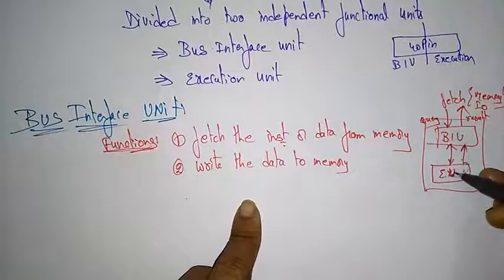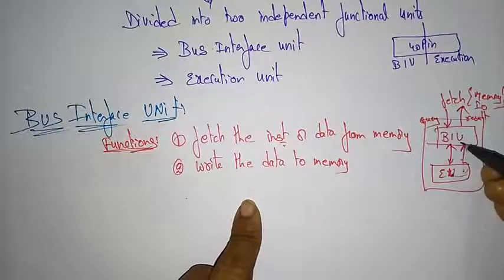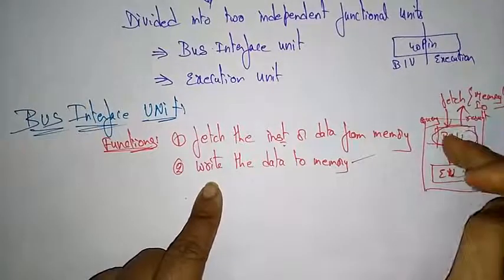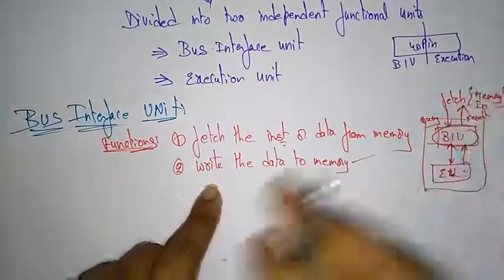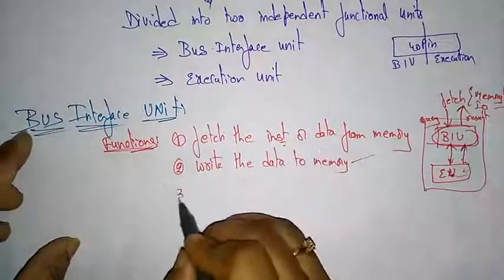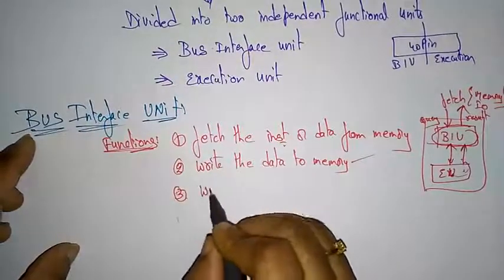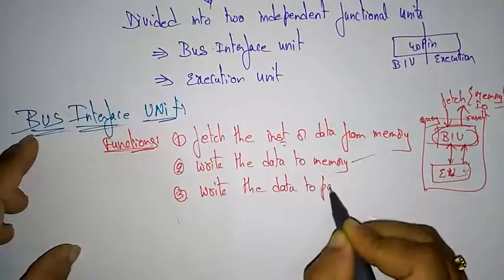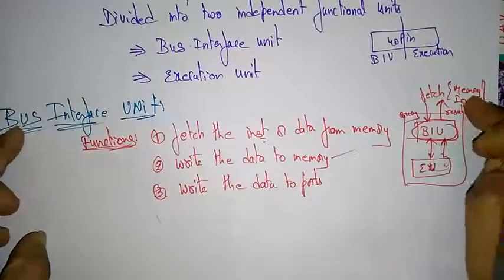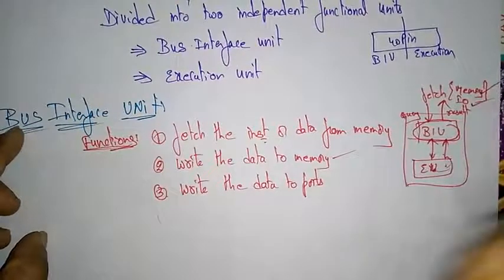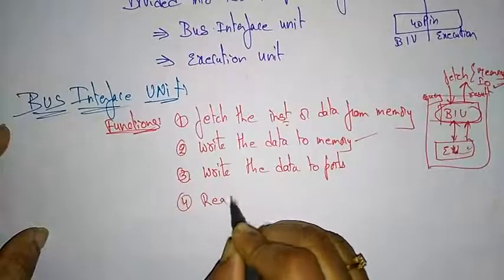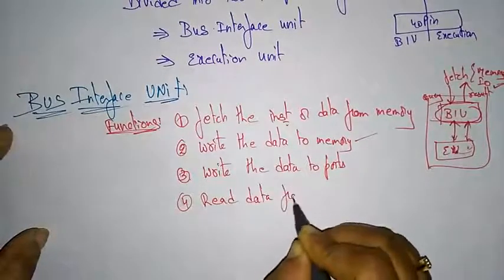After performing the operation, the execution unit sends that information to the bus interface unit. Then the role of the bus interface unit is to write the data to memory. It fetches the data, and at the same time it writes the data to memory. It also writes the data to ports. Ports are nothing but input output ports. So it is sending the data to memory as well as to the input output ports, and it also reads data from ports.